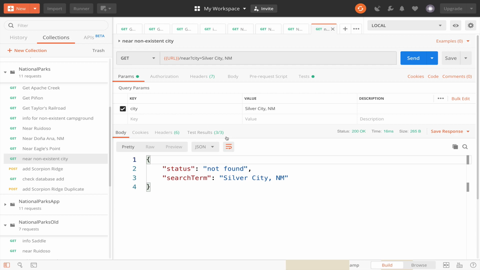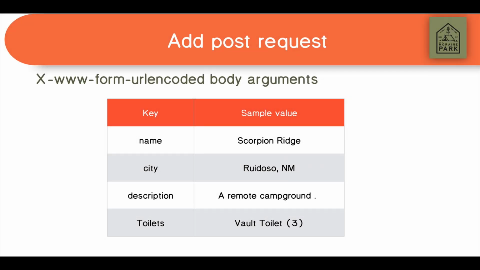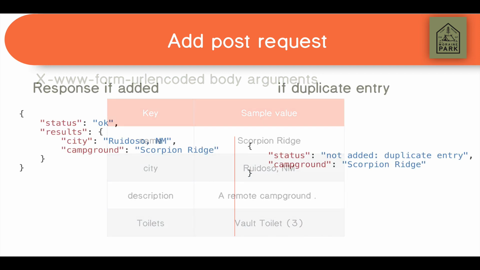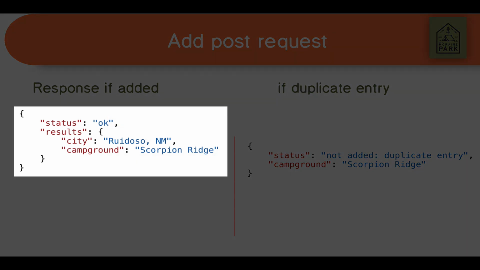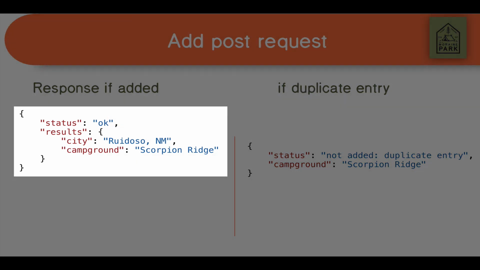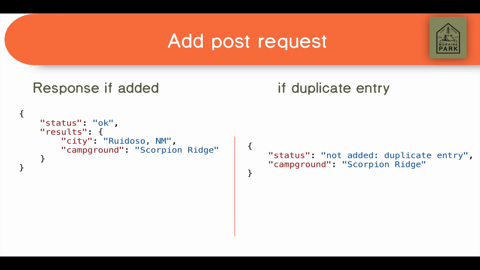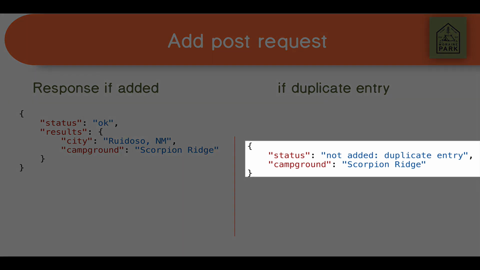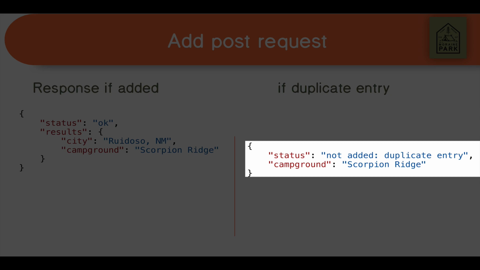Our final thing we want to implement is that post request add. Let's take a look at that one. So here's that add post request. It's going to have the arguments in a URL encoded body. And the keys are name, city, description, and toilets. That toilet should be lowercase. Sorry about that. And those are the sample values. So if it successfully added a campground, it'll give the response on the left that the status is okay and just echo back the city and campground. And if it's a duplicate entry, it'll say so. It'll say status not added, duplicate entry.